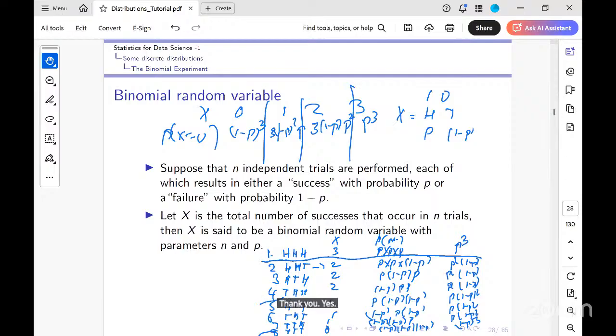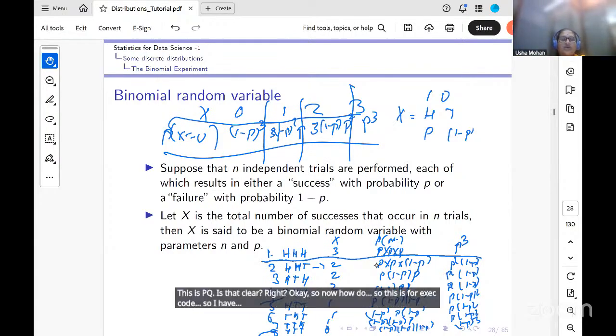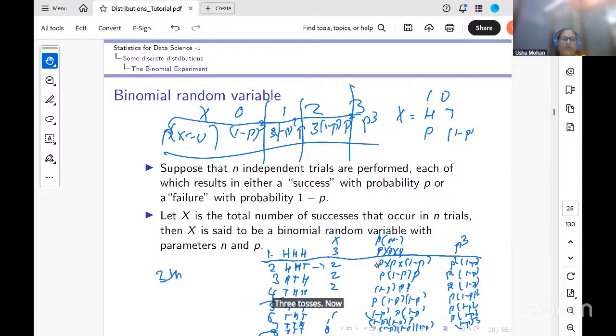Right? Okay. So this is for X equal to, where I have 3 tosses. Now if I have 4 tosses, what are the values X would take?